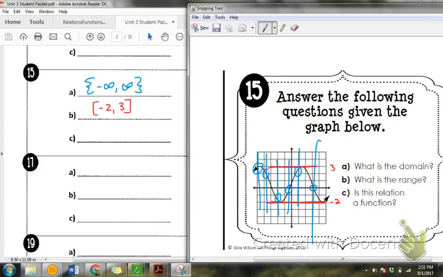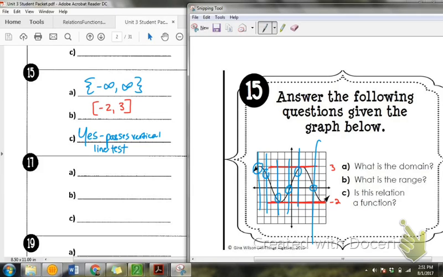So for the vertical line test, it passes, right? So we would say, yes, this is a function. It passes the vertical line test. But if it didn't, it failed it. Correct. Or does not pass, whatever you'd like to say.